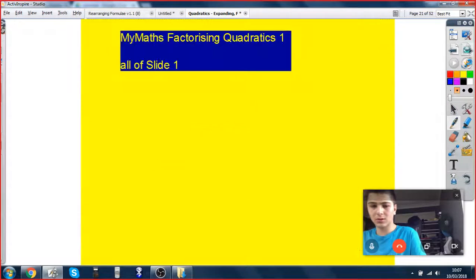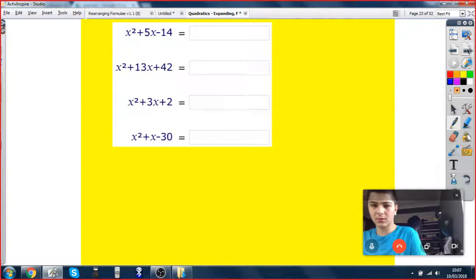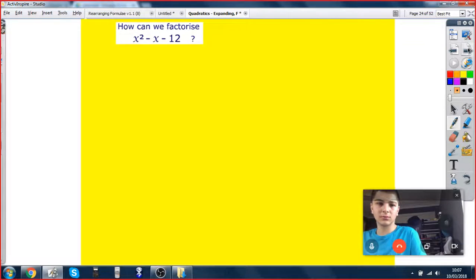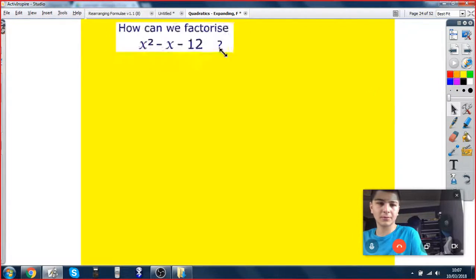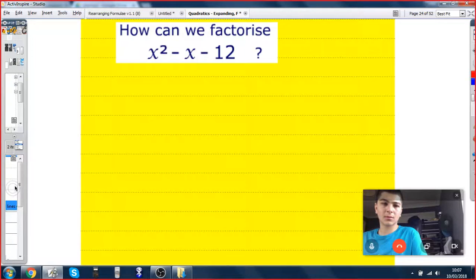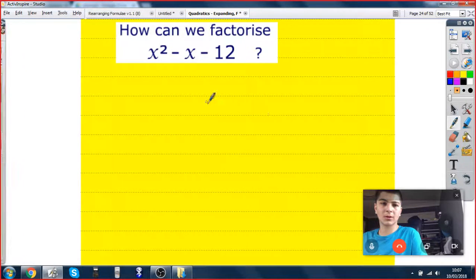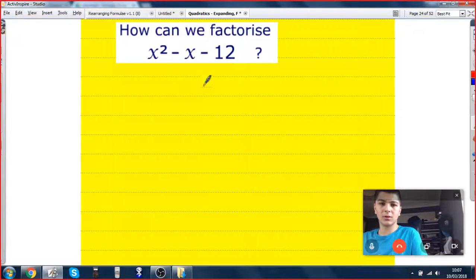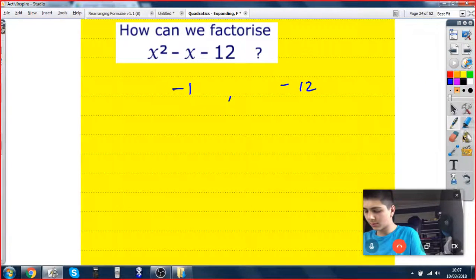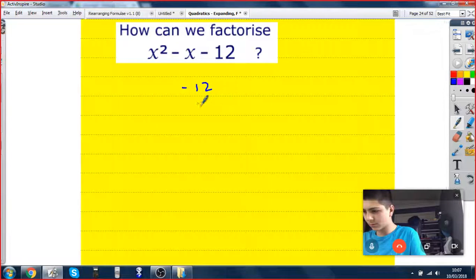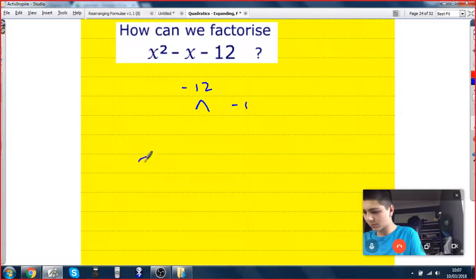Okay, so you're good for factorizing. Let's say if you've got two minuses. So it's x squared minus x minus 12. Would the answer be minus 4 and 3? So x minus 4 and x plus 3. Yes, that's it.